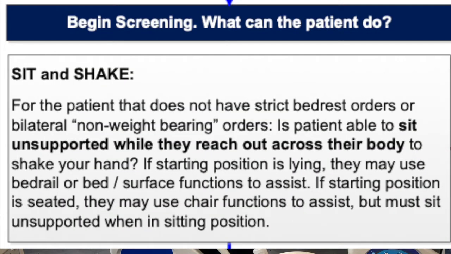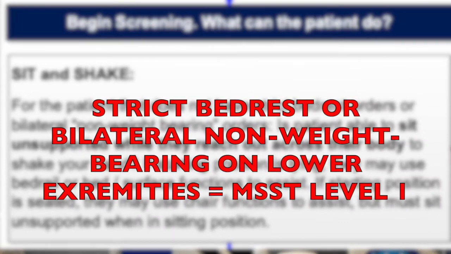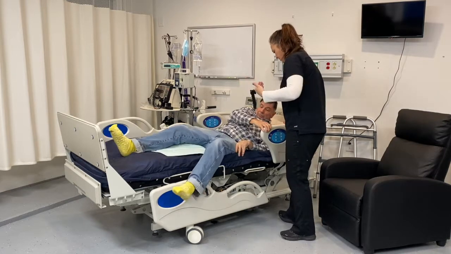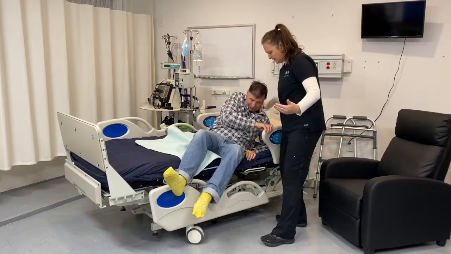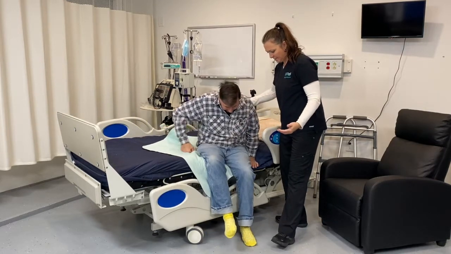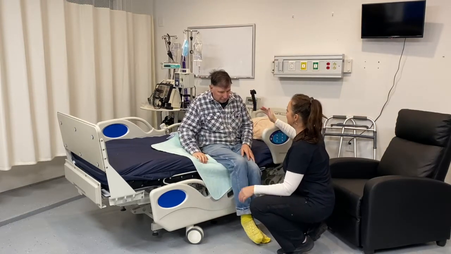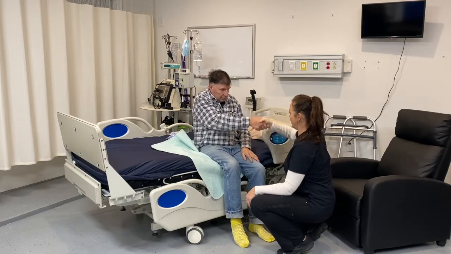If the patient has strict bed rest orders or bilateral non-weight-bearing orders on their lower extremities, they will automatically be an MSST level 1. Ask the patient to try and sit up. The patient can use the bed or the bed rail if they need to, but what you're looking for is that they can sit safely unsupported and they can shake your hand across the middle of their body once they get there.